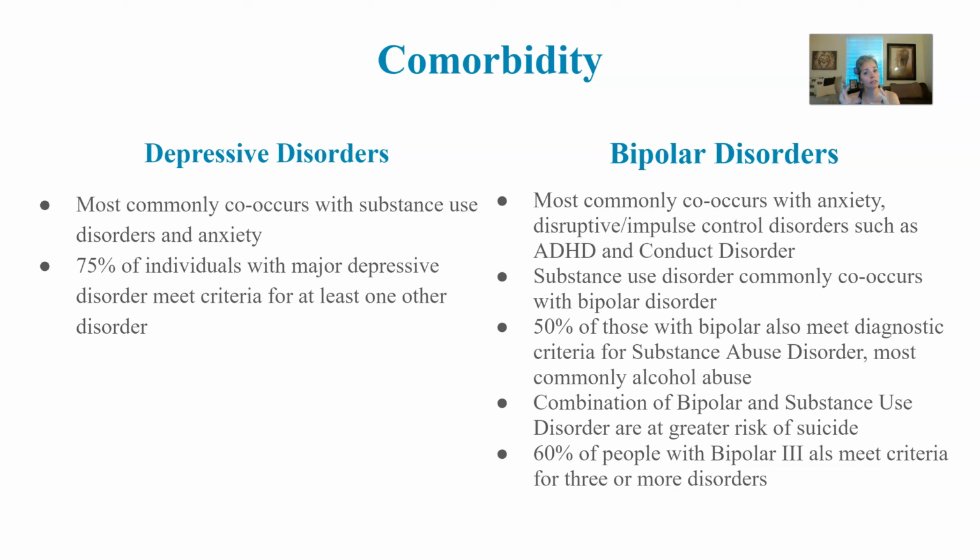Comorbidity means the co-occurrence. So it's not uncommon, particularly with mental health issues, that things co-occur. Like diabetes often co-occurs with obesity, right? Same thing with mental health issues. So depressive disorders often co-occur with substance use and anxiety. It's not uncommon for an individual diagnosed with anxiety to also be diagnosed with depression, or substance use to also be diagnosed with depression. In fact, substance use might be used as a self-medication, right? We're trying to find ways to escape that unhealthy emotional state. So 75% of individuals who have major depressive disorder are also diagnosed or meet diagnostic criteria for another disorder.